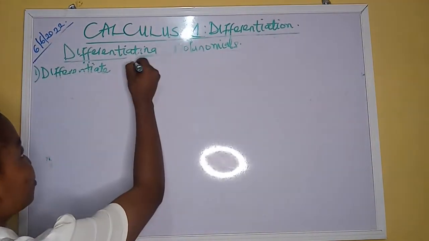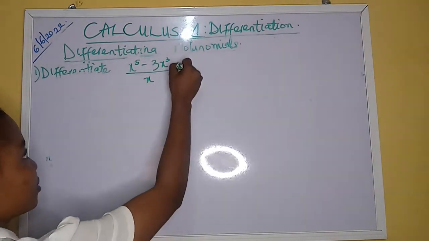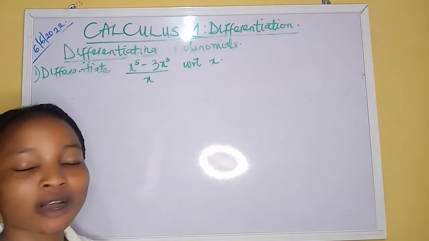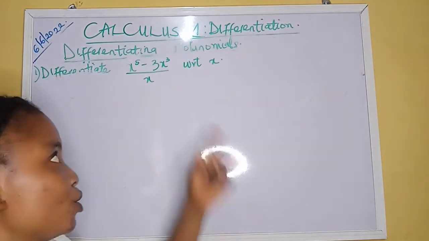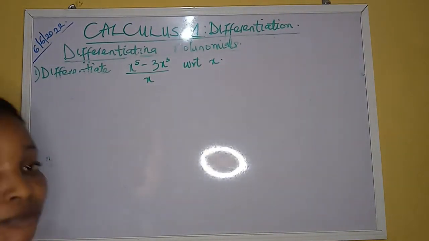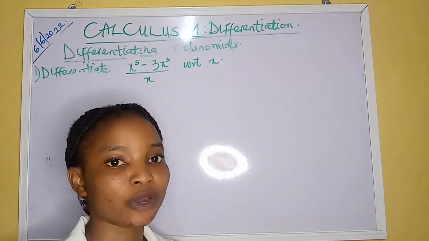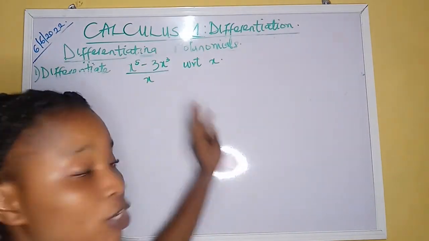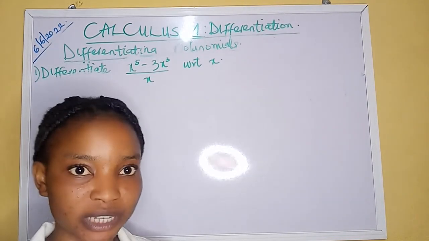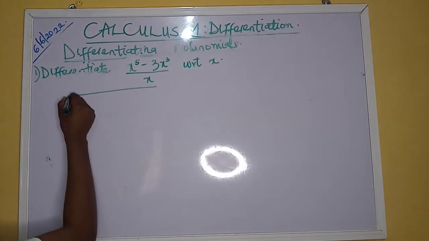We have: differentiate x raised to the power 5 minus 3x cubed, over x, with respect to x. When doing plus, minus, I decided to use the division sign. So the first thing to do, I don't know if you're very much familiar with the long division method, that is what you first do. The first thing you do is just divide your equation. If it is divisible, you divide. And that leads you to start differentiating. So we use the long division method.